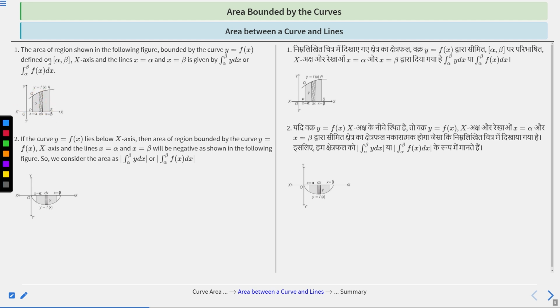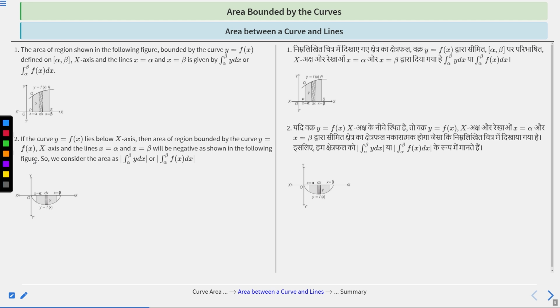The area of the region shown in the following figure, bounded by the curve y equal to f(x), defined on alpha to beta, the x-axis, and the lines x equal to alpha and x equal to beta, is given by the integration of alpha to beta y dx, or the integration of alpha to beta f(x) dx. Clear? So the area bounded by the curve is calculated using this.